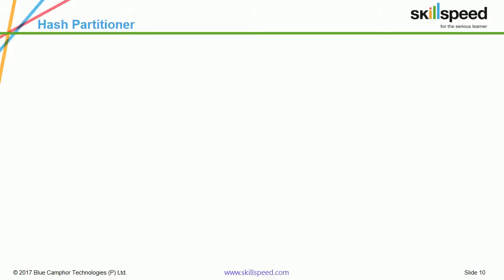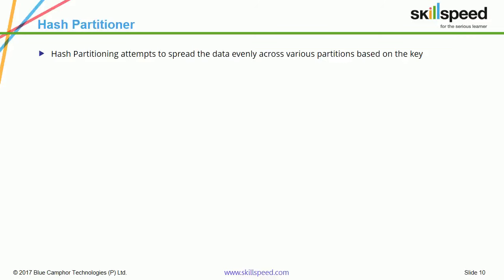The first type of partition which you can use is called hash partition. Now, the hash partition method attempts to spread the data evenly across multiple partitions. For example, let's say you are loading a text file and you want to divide it into 6 partitions which should have equal amount of data. You can use a hash partitioner.